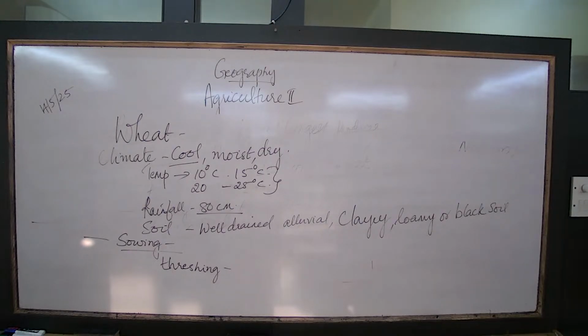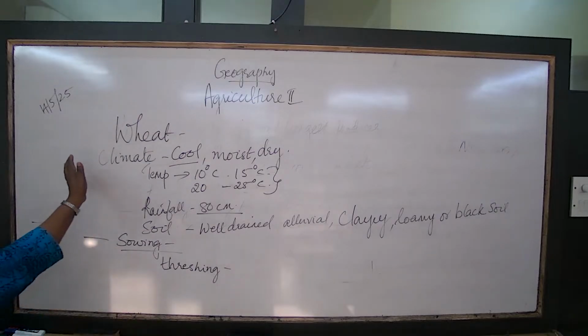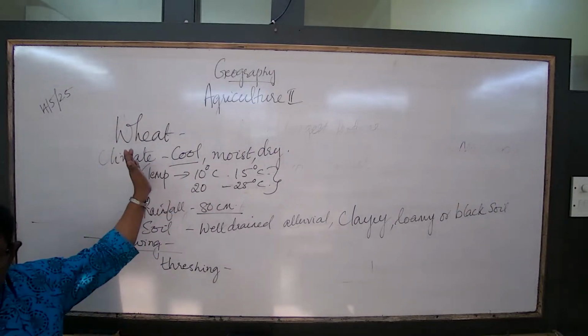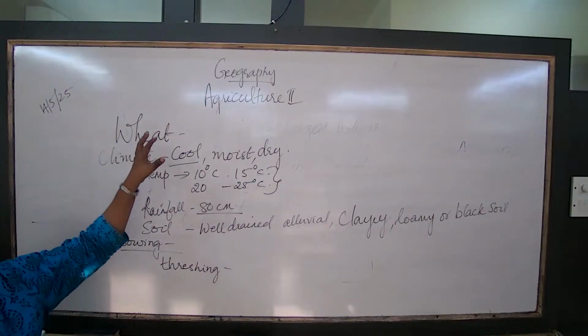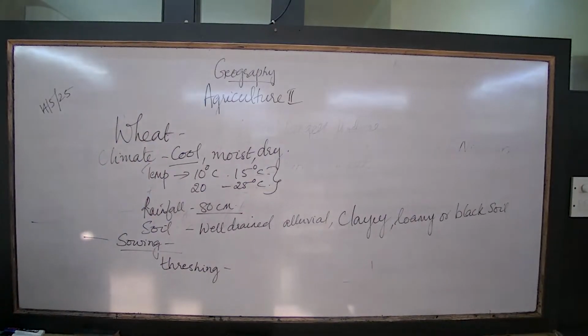Nowadays threshers are used. Which are the areas where wheat is growing? Uttar Pradesh, Punjab, Haryana, Rajasthan, and Madhya Pradesh. That is, the north and northwestern states. Clear? In South India, only in some areas of Maharashtra is wheat grown. In other areas wheat is not grown. South India is mainly rice-producing.